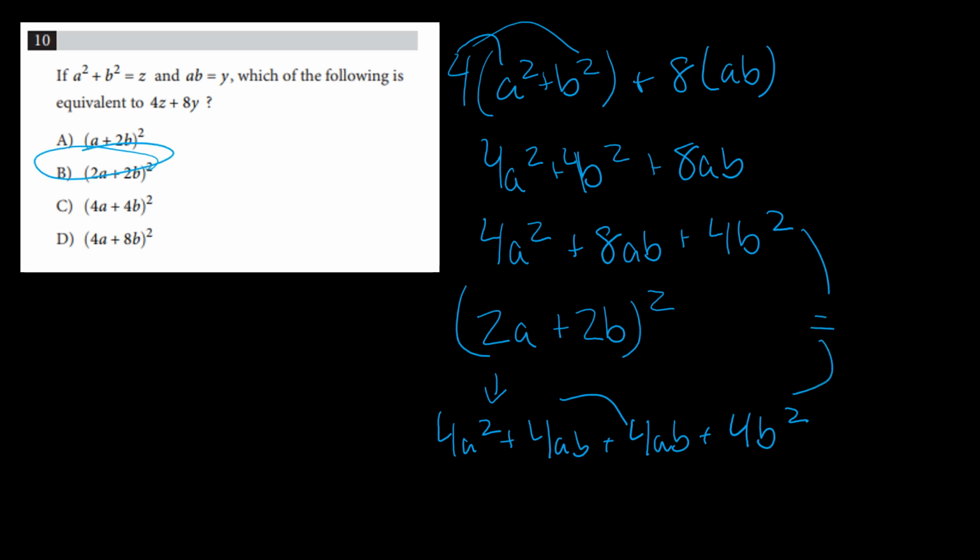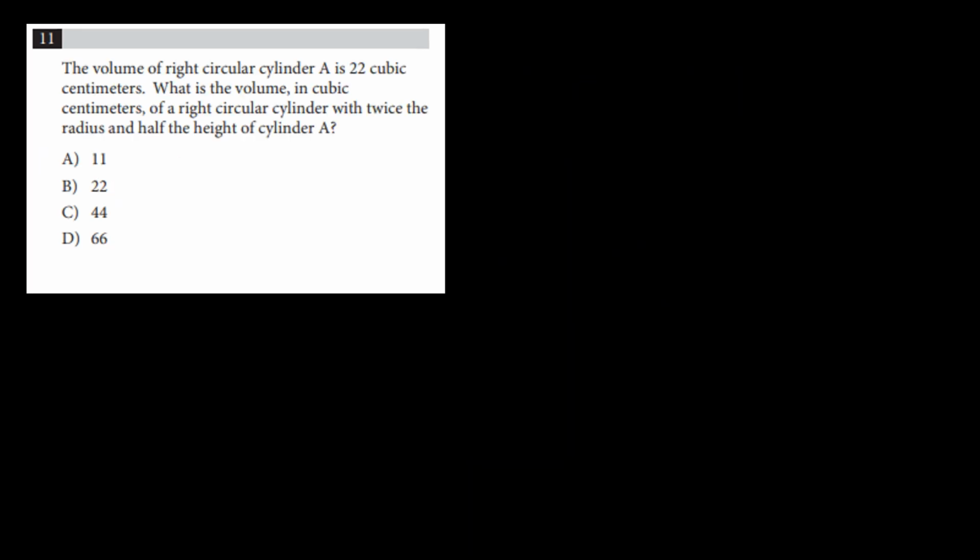All right, let's keep moving. The volume of right circular cylinder A is 22 cubic centimeters. What is the volume in cubic centimeters of a right circular cylinder with twice the radius and half the height? Okay, so the volume of our cylinder is going to be pi r squared, which is, let me try and draw it here for you, the area of the base times the height, h.